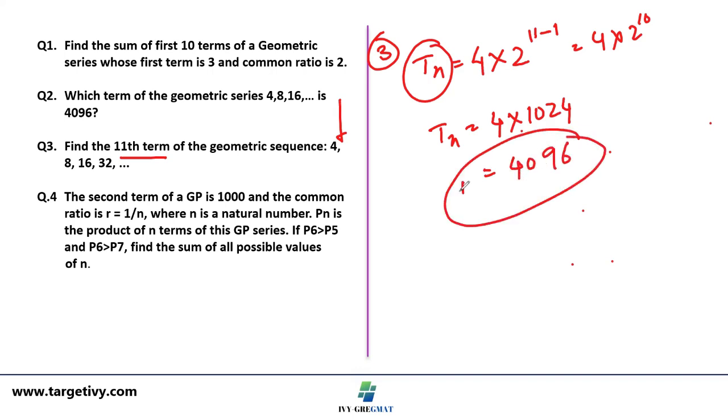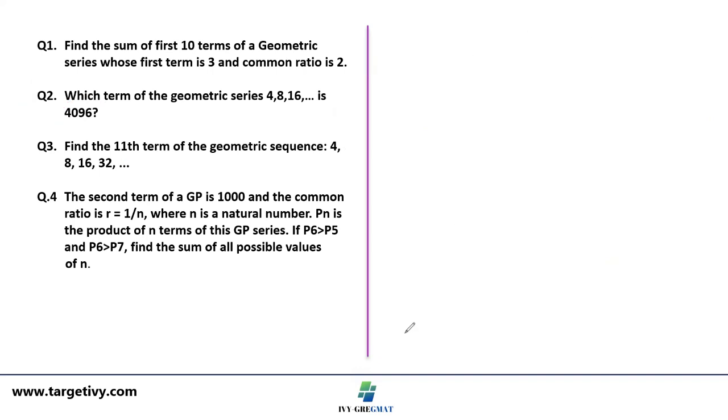096. Tn is equal to 4096. Look at this. So reframing the two questions actually using the same formula. Okay, and now let's take a twist here. A real 700 plus GMAT question.